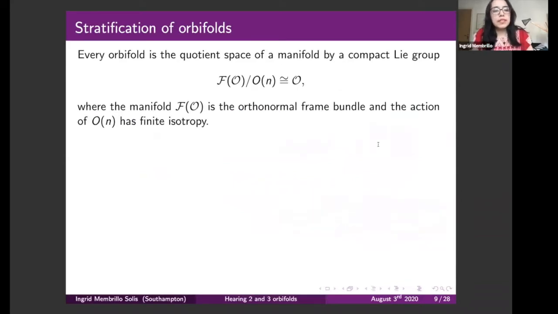This is a local picture of orbifolds. There is a more general picture of orbifolds. We can think of orbifolds as global quotients of manifolds by compact Lie groups. In this case, an orbifold will arise as the quotient space of the orthonormal frame bundle of the orbifold by the action of O(n), and the action of O(n) has finite isotropy.